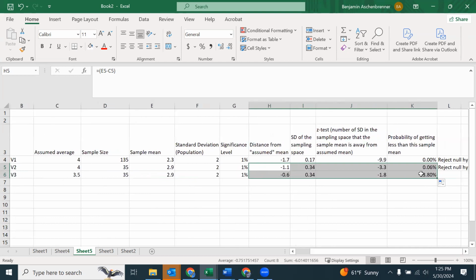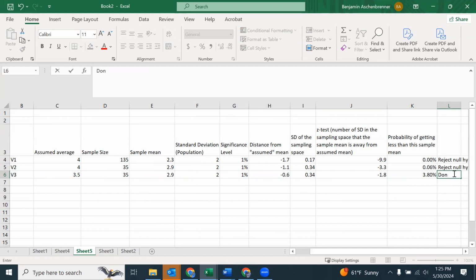So now with the 3.8%, I'm actually above the significance level. So it's rare, but not rare enough for me to reject it. So I don't have evidence to reject. I don't reject the null hypothesis.